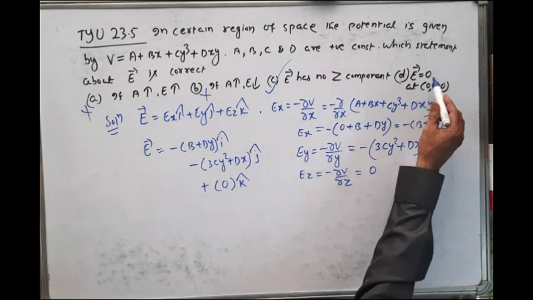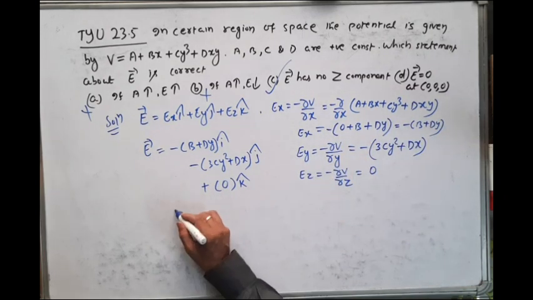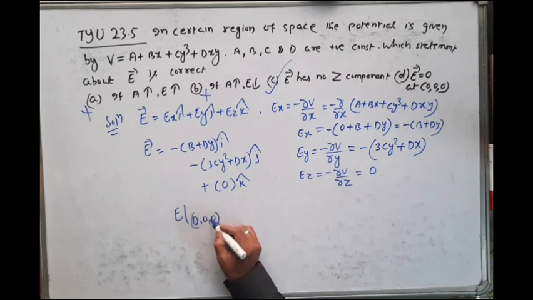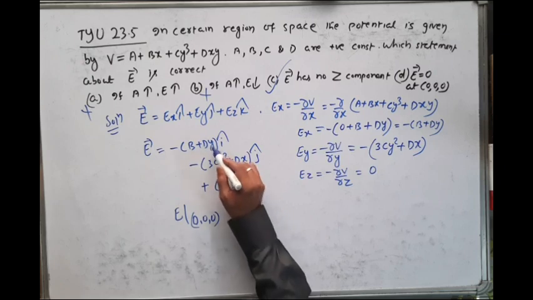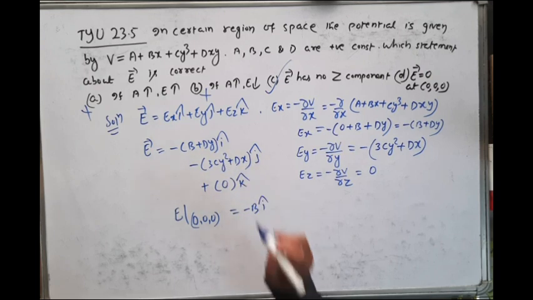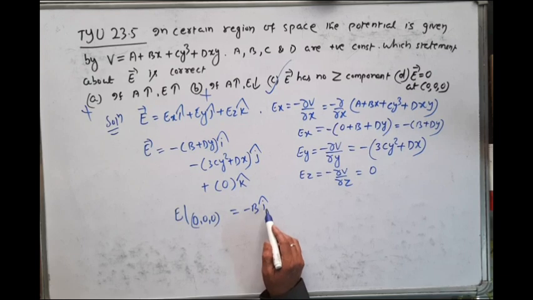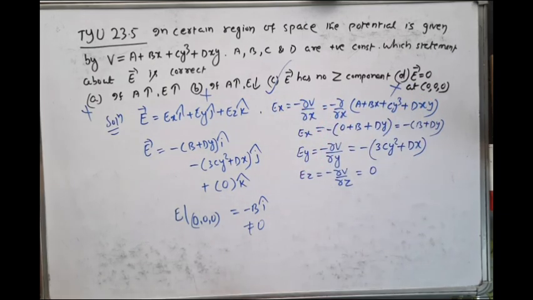Fourth option, the electric field intensity is 0 at (0, 0, 0). So now, what is the electric field intensity at the origin? x 0, y 0, z 0. So put x, y as 0 here. If you put y 0 here, it is minus B i cap. If you put x 0, y 0 here, you will get 0 for the j cap. So the electric field intensity at the origin is equal to minus B i cap. It is not equal to 0. So this option is also not correct. So this is the C option.